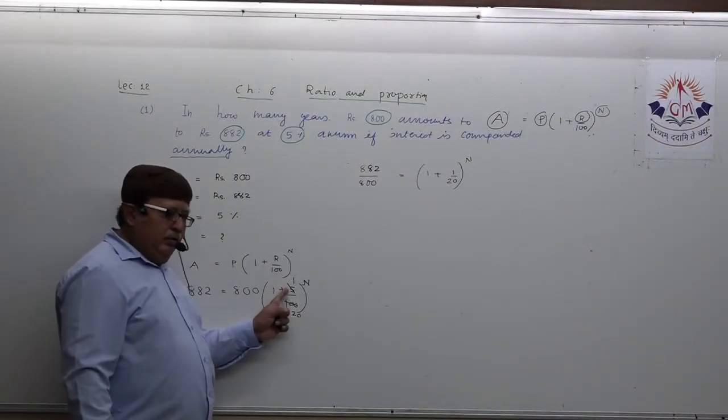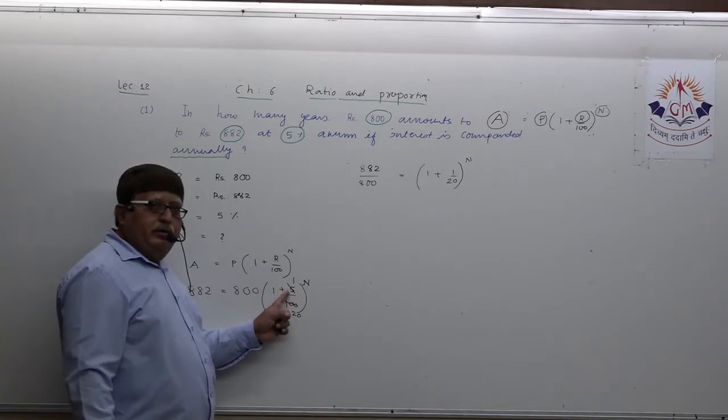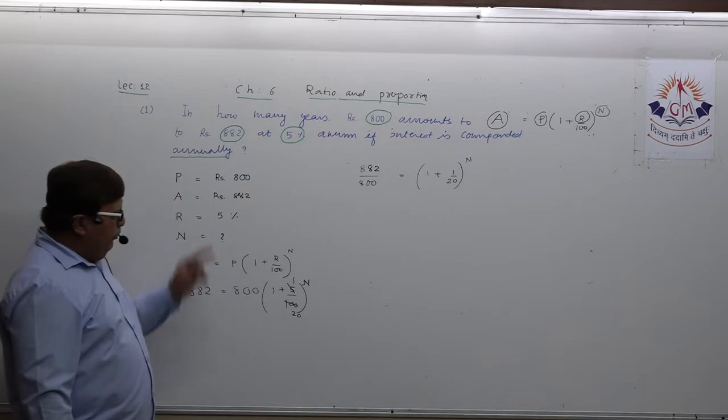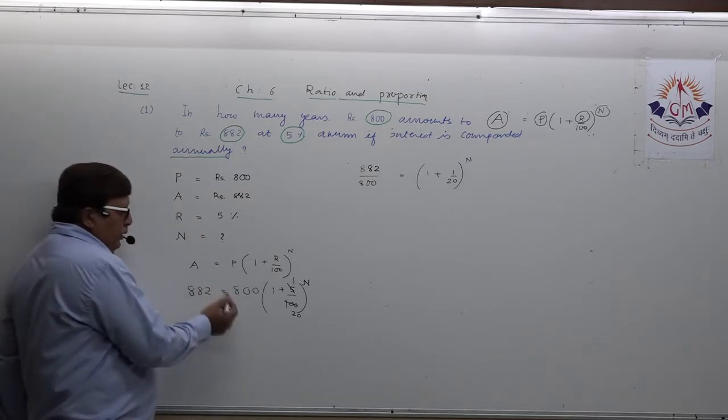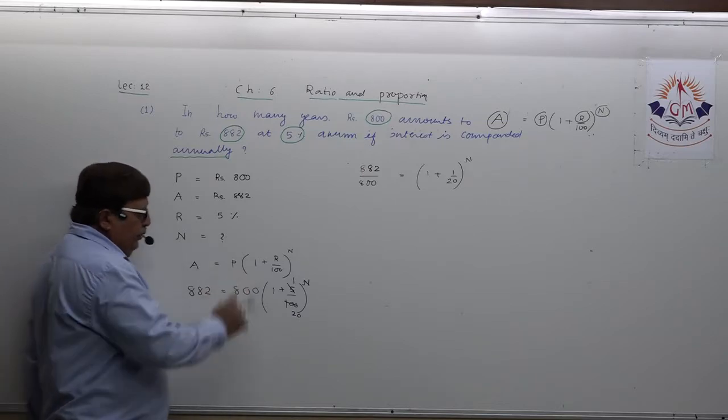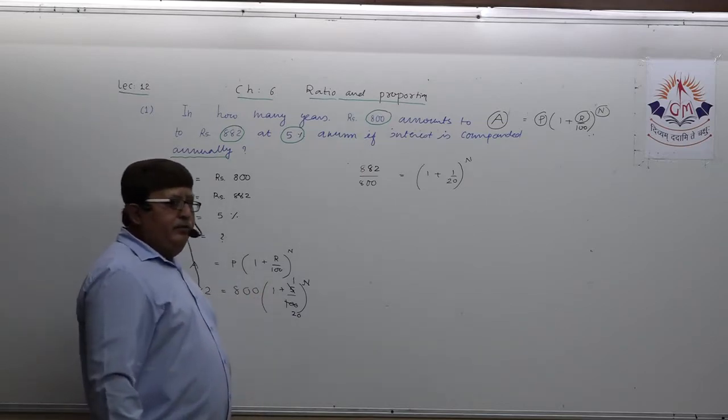This is the only possible cancellation we can do here. 5 once is 5 and 5 twenties are 100, so 1 upon 20. The rest of the data I have transferred here, and I have just cancelled this.